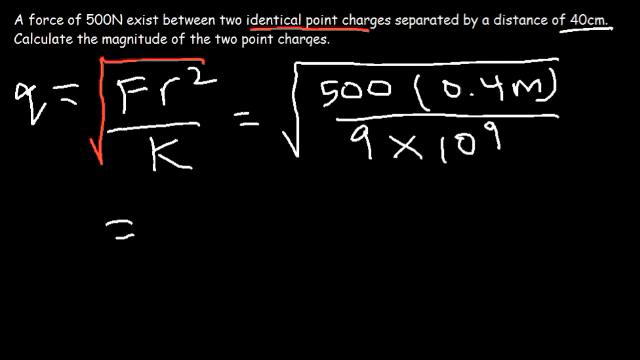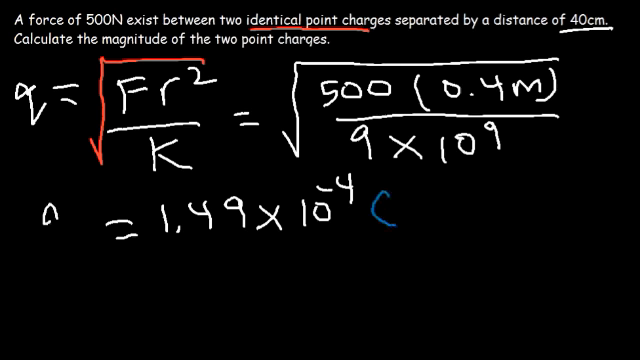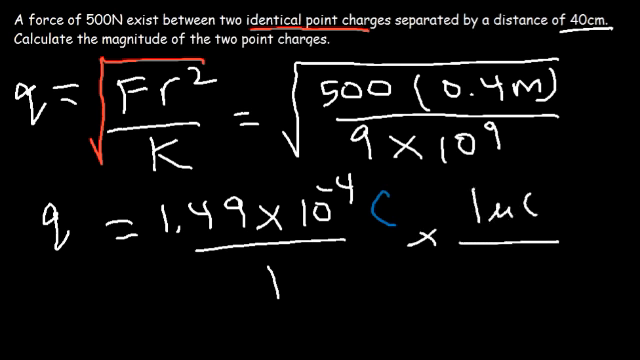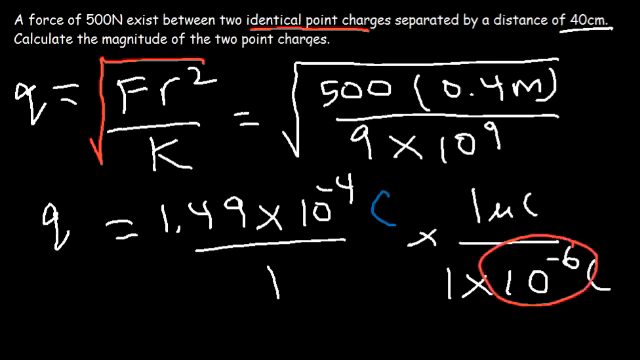So I got 1.49 times 10 to the minus 4 coulombs. Now, how can we convert coulombs to microcoulombs? To do that, we know that 1 microcoulomb is 1 times 10 to the minus 6 coulombs. So all you got to do is divide by 10 to the minus 6. If you're going to divide by 10 to the minus 6, it's the same as multiplying by 10 to the positive 6. Whenever you move a number from the bottom to the top, the exponent will change sign. It's going to flip from negative 6 to positive 6.